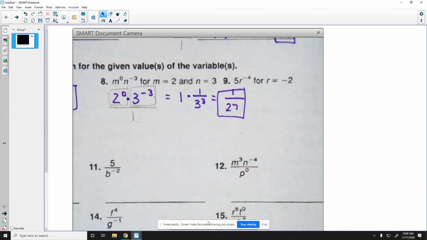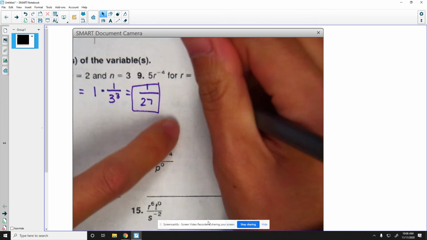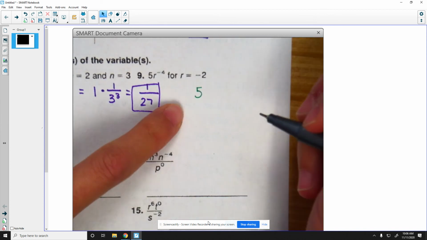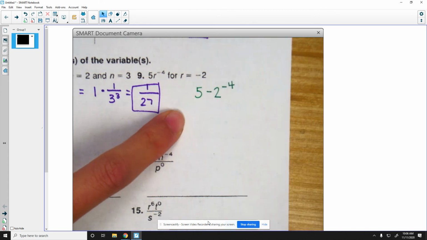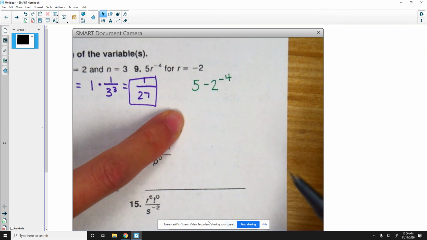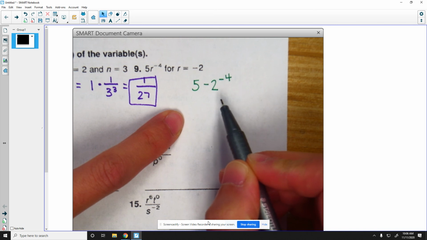Okay, so let's do number 9 then. For number 9, I have 5, and then R, they're telling me, is -2 to the -4. Okay, when I set this up, I did something wrong. Does anyone know what I did wrong, Emily? Yes, it makes a huge difference.